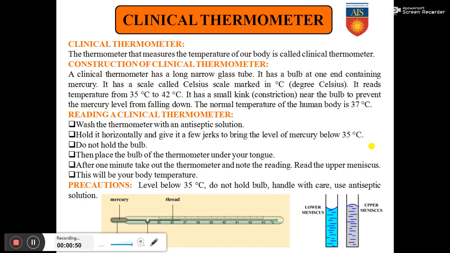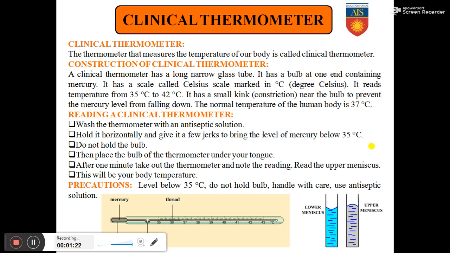A clinical thermometer has a long narrow glass tube. It has a bulb at one end containing mercury. It has a scale called Celsius scale marked in degrees Celsius. So the clinical thermometer that you have in your house has a long narrow glass tube and it has a bulb, which is a shiny portion at one end, which contains mercury. The shiny glossy liquid metal that you see inside the thermometer that helps you take your temperature is basically mercury.